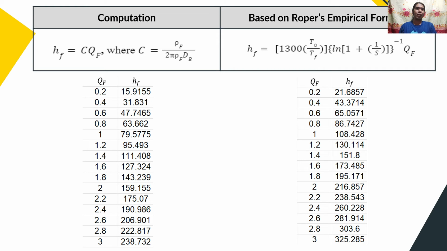The volumetric flow rate is also provided, as is the height of the flame, so those are very important. That's why we made it in increments of 0.2, to determine some patterns, some distinguishable difference between using the conventional computation formula and the Roper's empirical formula.